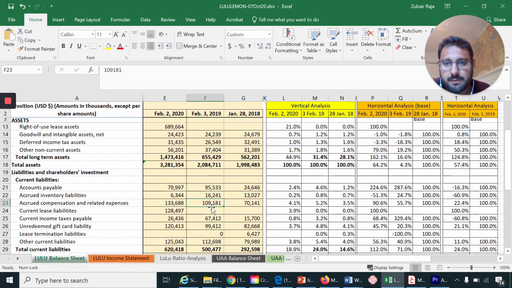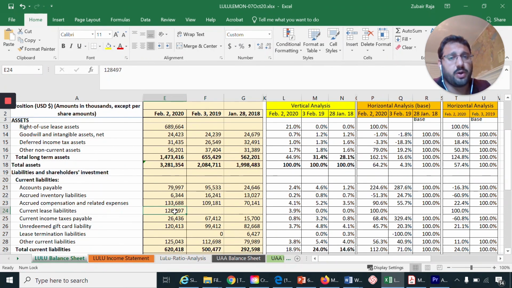Likewise, compared to 2018, accrued compensation was still a big number over here, and further, current lease liabilities also increased, and the current lease liability is in the denominator. So the overall ratio actually decreased because of these two items. And why are the current lease liabilities there?